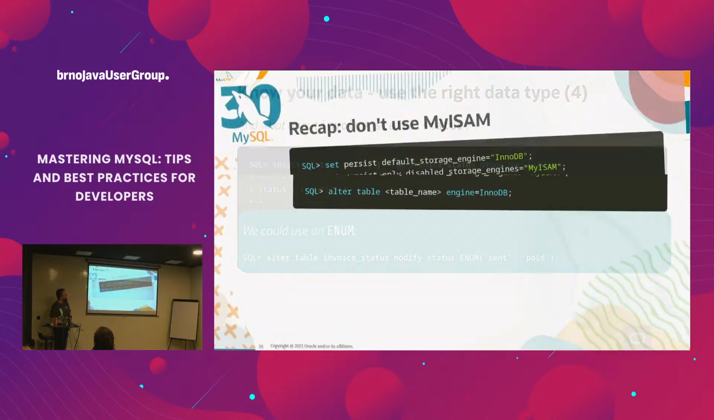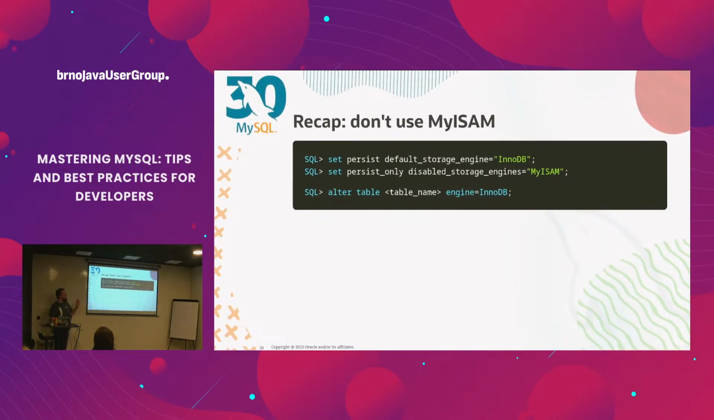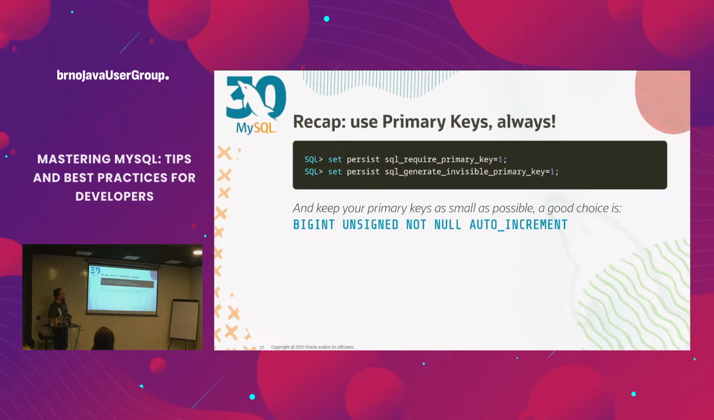So to recap this first chapter, don't use MyISAM. Use set persist to get away from MyISAM. This is how to change a table from InnoDB to MyISAM. Keep your primary key. I didn't show it previously, but if you are a DBA and you want to annoy your developer, you do SQL require primary key. So every time somebody creates a table without a primary key, it will just fail. And then you say, okay, try again, but this time with the primary key. Or you can generate a primary key for them. And if you don't know what to use as a primary key, it's always better to use a bigint unsigned, not null, auto increment.